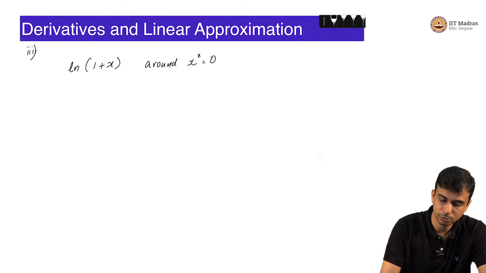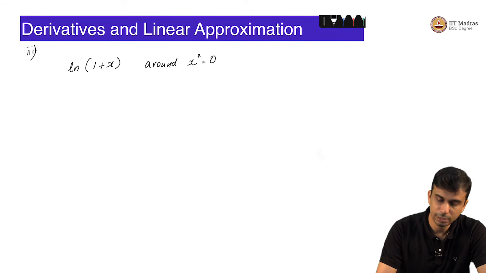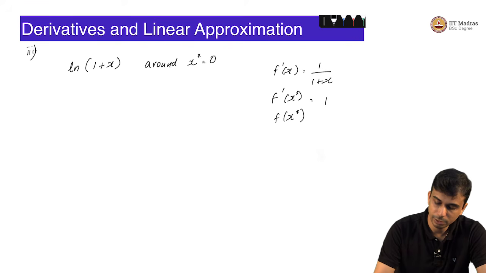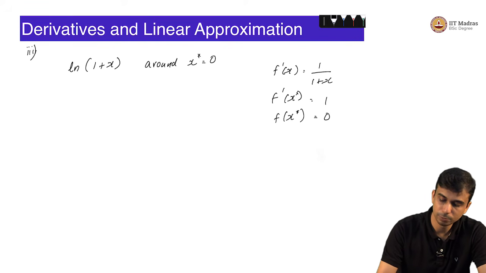Around x star equal to 0, f of x equal to log of 1 plus x. What is f dash of x? f dash of x is equal to 1 by 1 plus x. f dash of x star is equal to 1 and f of x star is equal to 0.